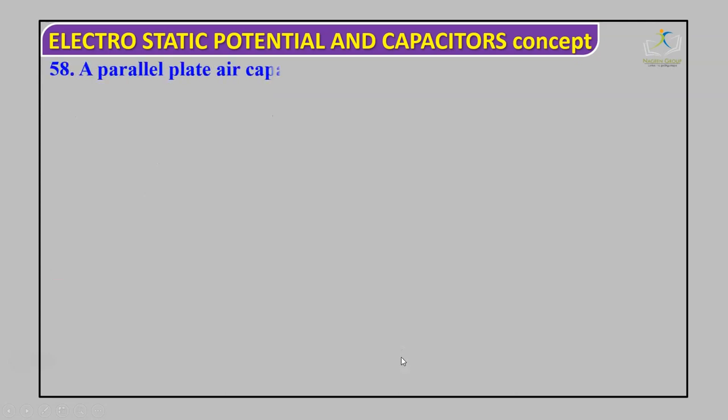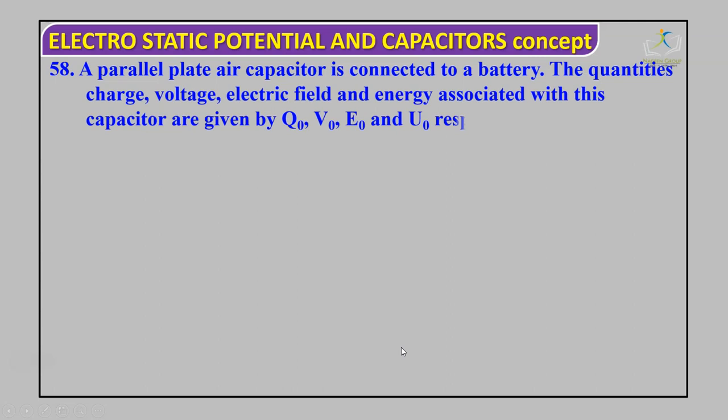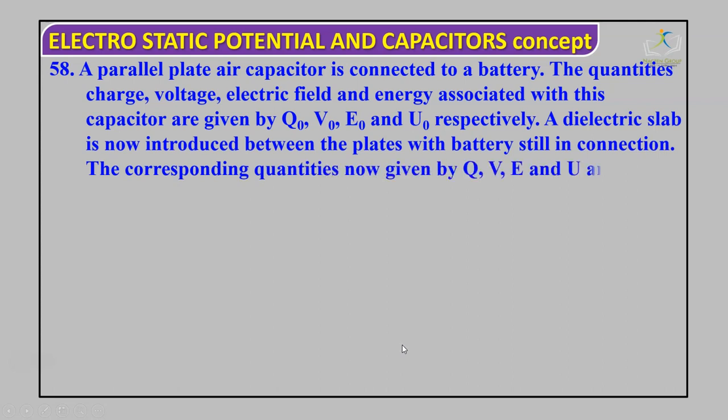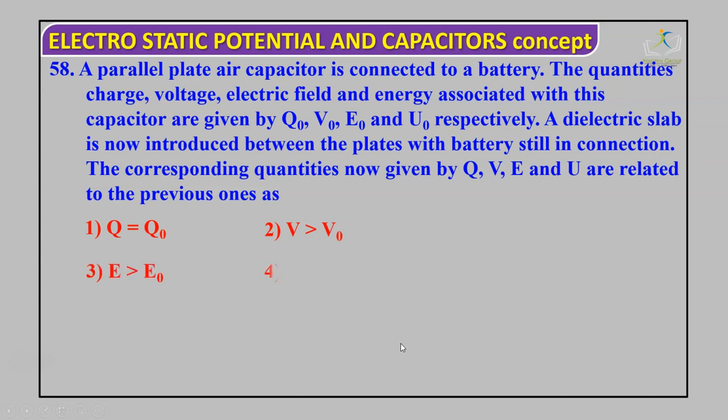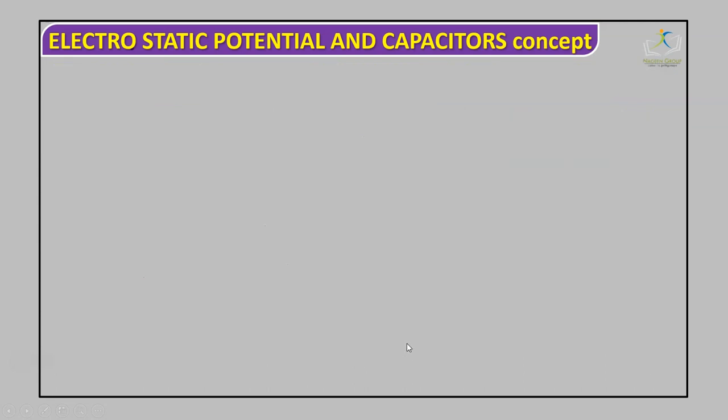Next question we have. A parallel plate air capacitor is connected to a battery. The quantities charge, voltage, electric field and energy associated with this capacitor are given by Q0, V0, E0 and U0 respectively. A dielectric slab is now introduced between the plates with the battery still in connection. The corresponding quantities now given by Q, V, E and U are related to the previous ones: Q is equal to Q naught, V is greater than V naught, E is greater than E naught, and U is greater than U naught. So, for this, energy stored in a charge increases. That's why the correct option is 4.